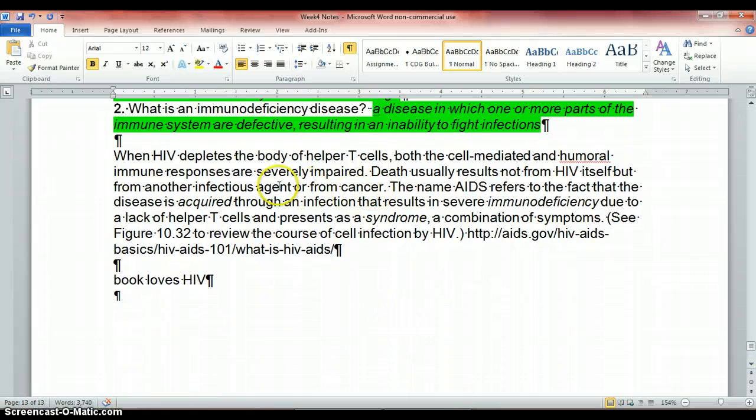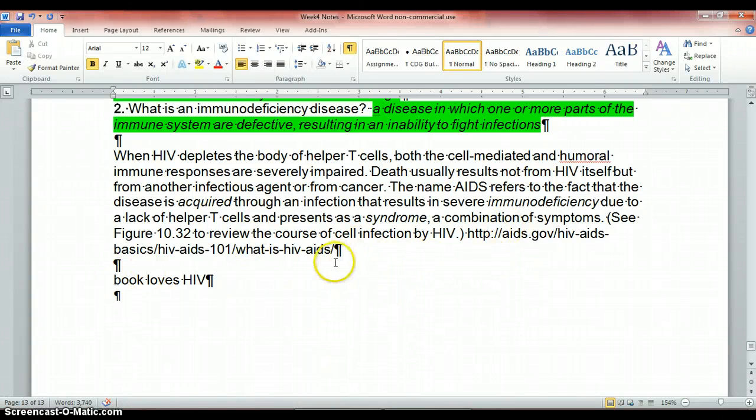So when HIV depletes the body of helper T cells, both the cell-mediated and humoral immune responses are severely impaired. Death usually results not from HIV itself, but from the infectious agent or from cancer. The name AIDS refers to the fact that the disease is acquired through infection and results in severe immunodeficiency due to the lack of T cells, and presents as a syndrome, a combination of symptoms.